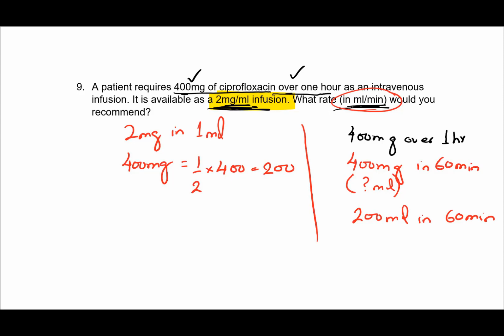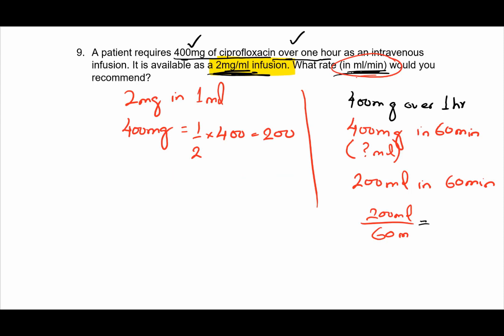And in the end, we have to work out mils per minute. So that will simply be 200 mils divided by 60 minutes. That will give me a number of mils per minute: 3.33, or we can round it up to 4 mils per minute.